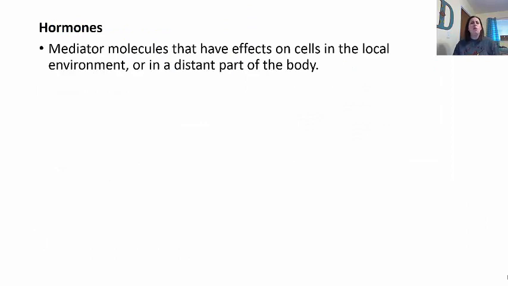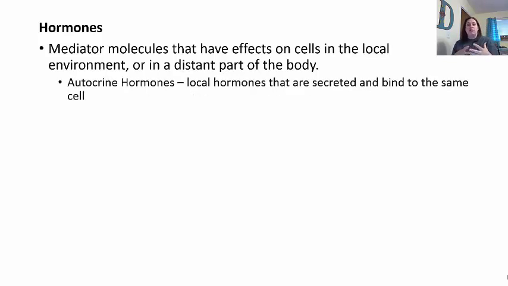All right, so what is a hormone? It's really important to know what a hormone is. Hormones are mediator molecules. They have an effect on cells in a local environment or at a distant part of the body, okay? So they can have an effect locally or far away. So we're going to take a look at a number of different types.